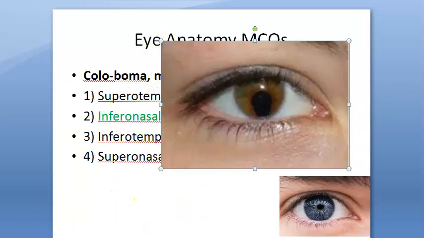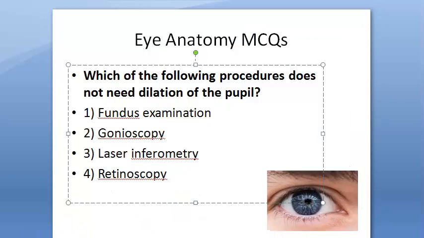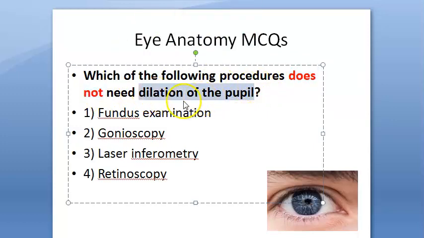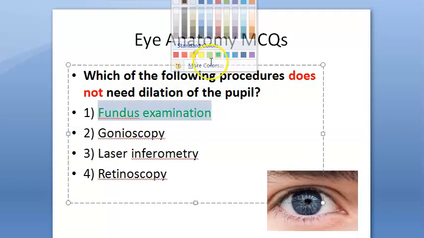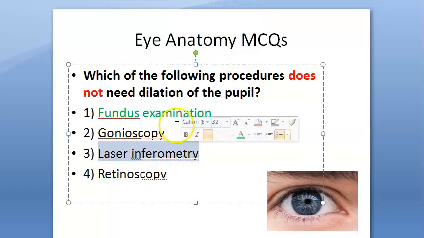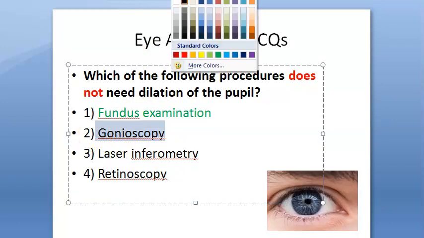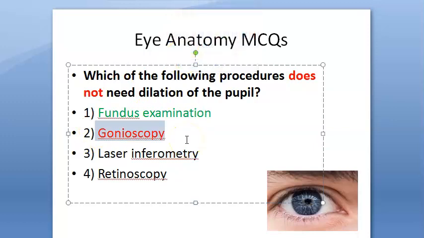Which of the following procedures does not need dilation of the pupil? To examine the fundus, yes, you need dilation of the pupil. Laser, retinoscopy, yes. Gonioscopy you don't need. Basically you are checking the angle of the anterior chamber. This is more to treat glaucoma, right? So you don't need to dilate the pupil.